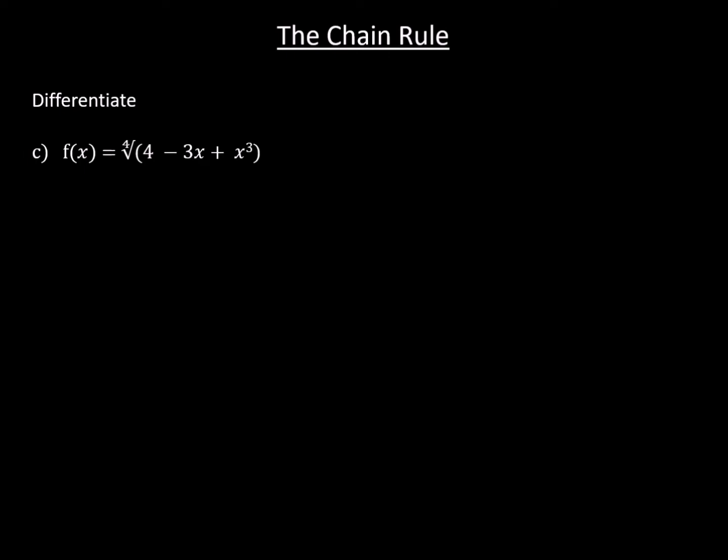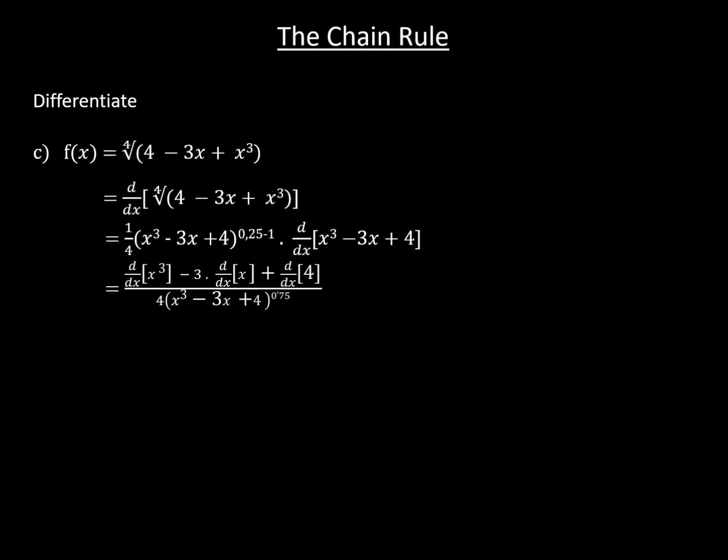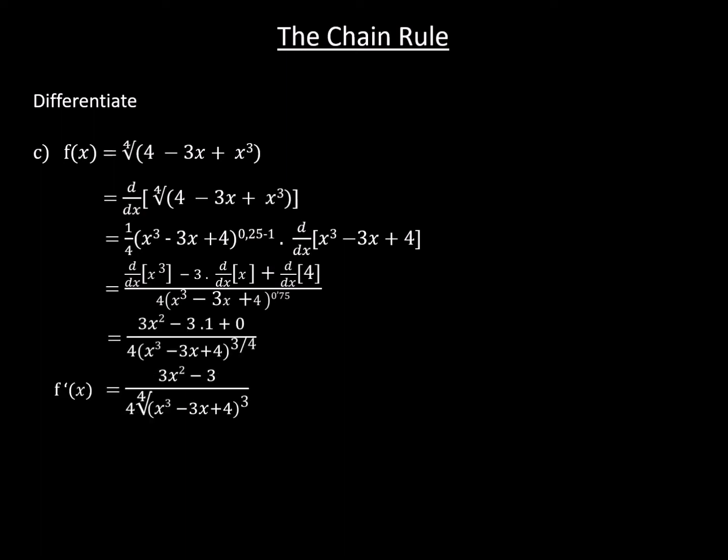Now let's do c, the fourth root of 4 minus 3x plus x cubed. We first add the derivative notations. Here, we need to apply the chain rule because this one is also a function of a function. We then differentiate each summand separately and pull out constant factors. Then simplify to get our final answer of 3x squared minus 3 over 4 times the fourth root of (x cubed minus 3x plus 4).